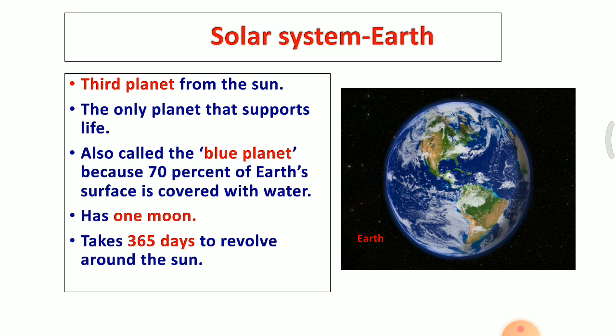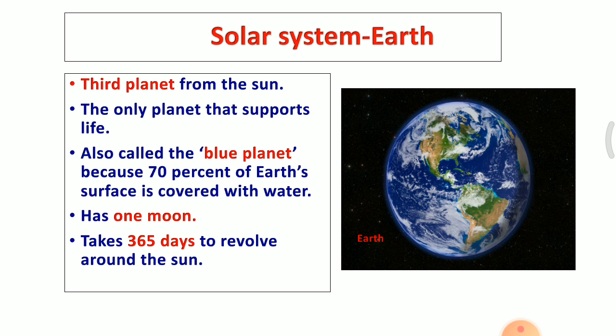The next planet of the solar system is Earth, the third planet from the sun, the only planet that supports life. We know that we are living on the earth. It gives the life to human beings. Also called blue planet because 70% of the earth surface is covered with water. You know that the earth is covered, 75% of earth is covered with water. So it is called blue planet. It has one moon. It takes 365 days to revolve around the sun.